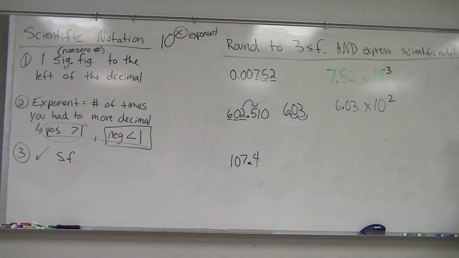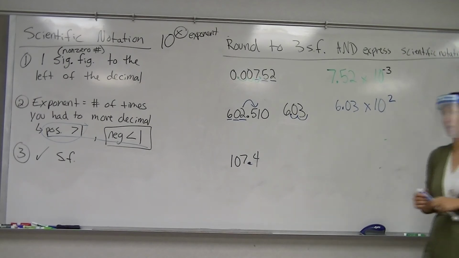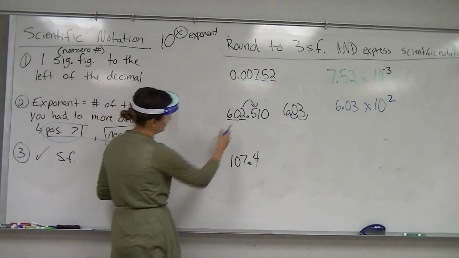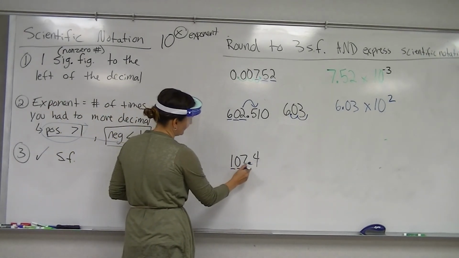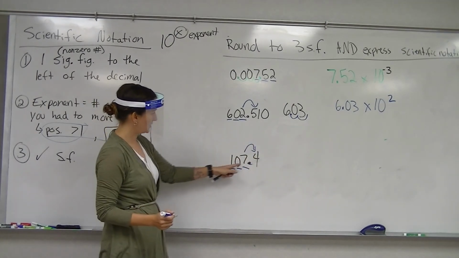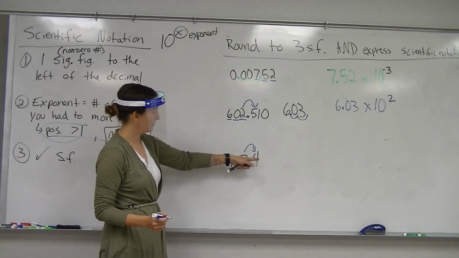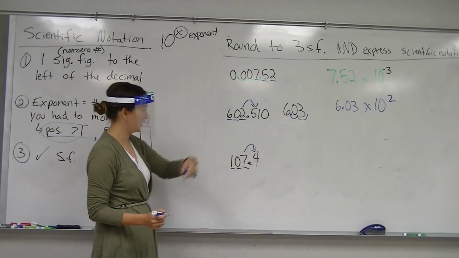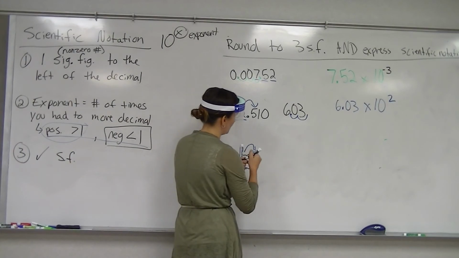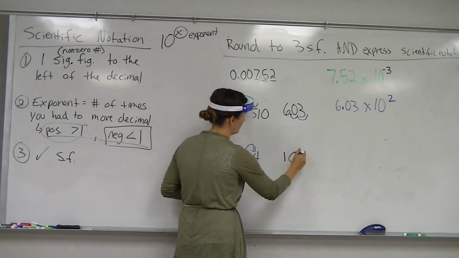Yes, 107.4 is the next one we're going to do. Very similar to the one above. We're going to count out 3 significant figures and then round if necessary. It's actually very similar to this one, right? Because 4 is less than 5. In this case, we stop at the 7, look to the number next to it, and it's going to remain a 7. If it's 4 or less, you don't round up. So 107.